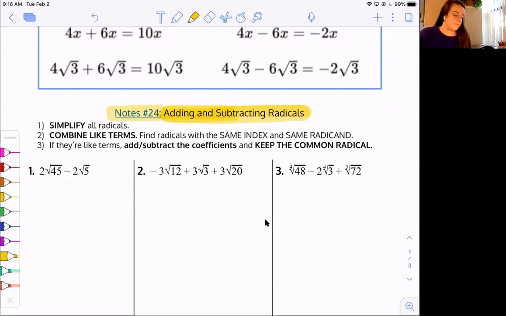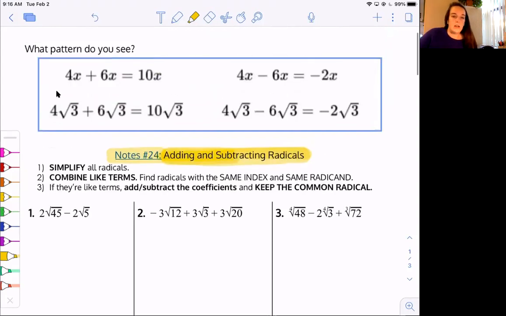All right. So remember how in our process we had 4 x's plus 6 x's, and that equaled 10 x's when we added them together. We have 4 square root 3 plus 6 square root 3 equals 10 square root 3. In order to be able to add them like this, they have to have the same radicand.